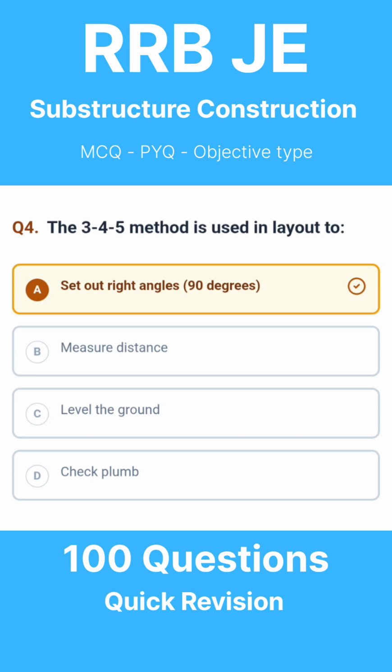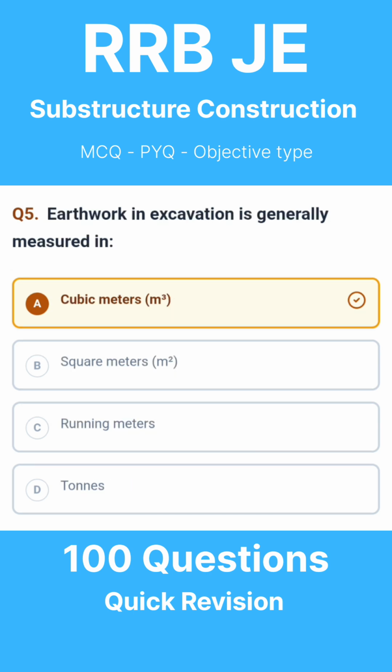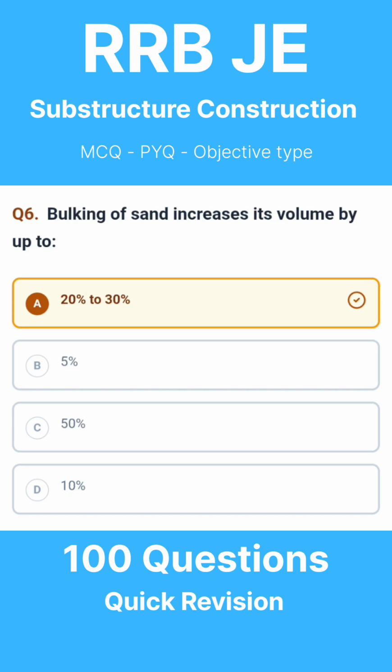Question 4. The 3-4-5 method is used in layout to. The correct answer is set out right angles, 90 degrees. Question 5. Earthwork in excavation is generally measured in. The correct answer is cubic meters. Question 6. Bulking of sand increases its volume by up to. The correct answer is 20% to 30%.